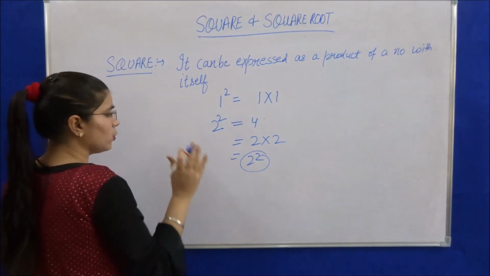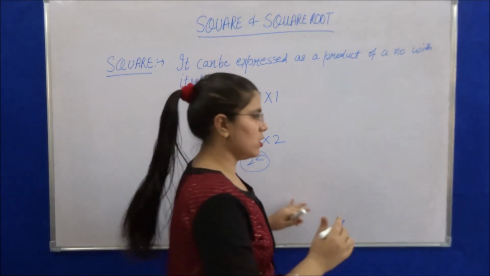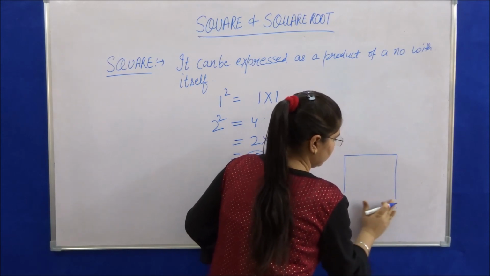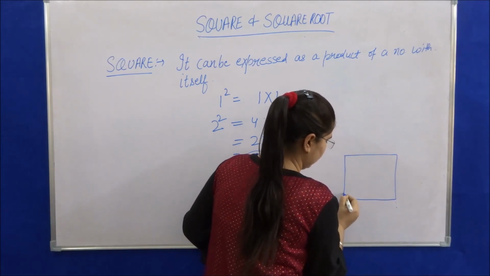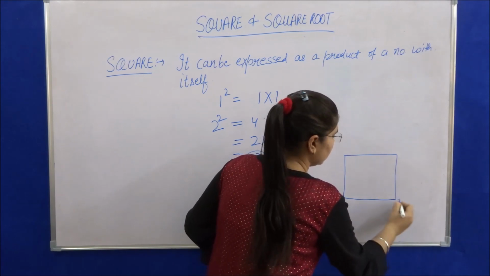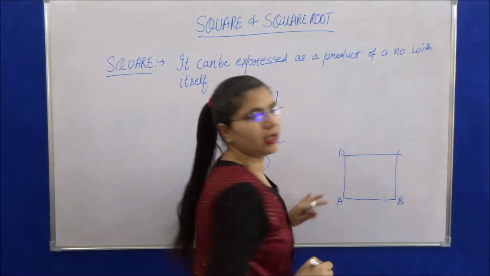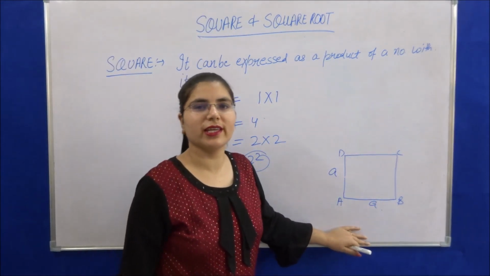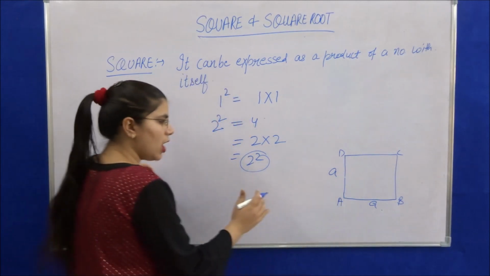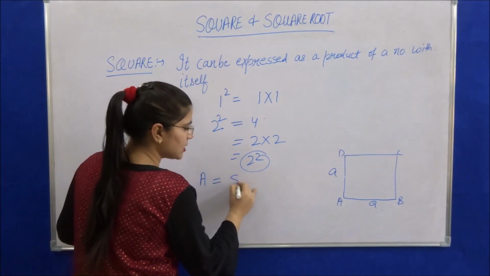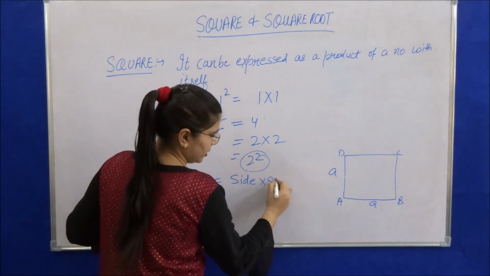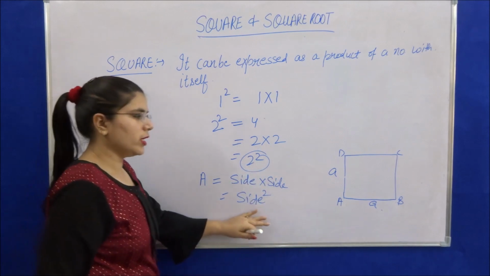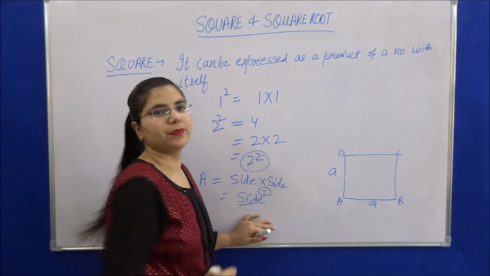Now, we can understand it geometrically also. Let us consider a square. In this figure ABCD, let us suppose its length is A. So, the side of the square is A. Now, the area of this square can be expressed as side multiplied by side, that is side square. So, we can express it as a side square.